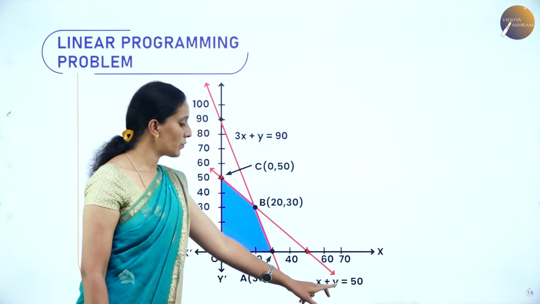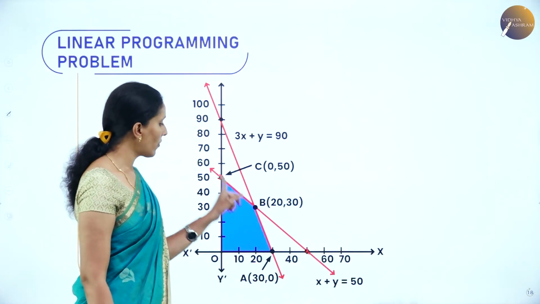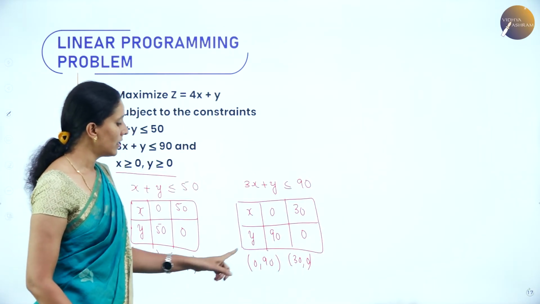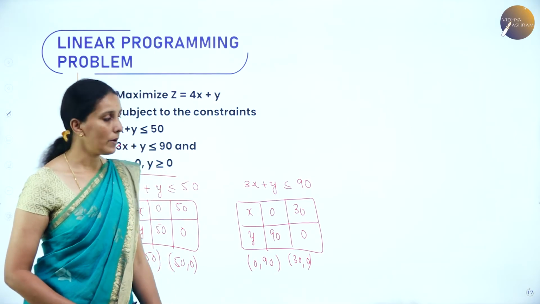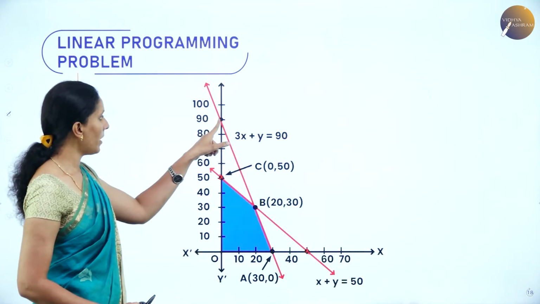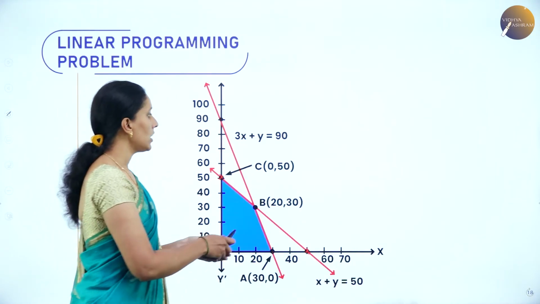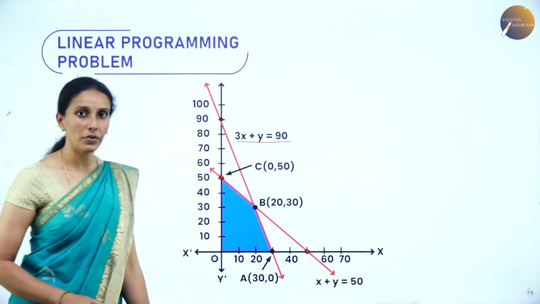So that is x plus y is equal to 50. Since you are drawing the line, just write equals there. The next solution is (0, 90) and (30, 0). So take (0, 90) and (30, 0). Draw a straight line for the equation 3x plus y is equal to 90.